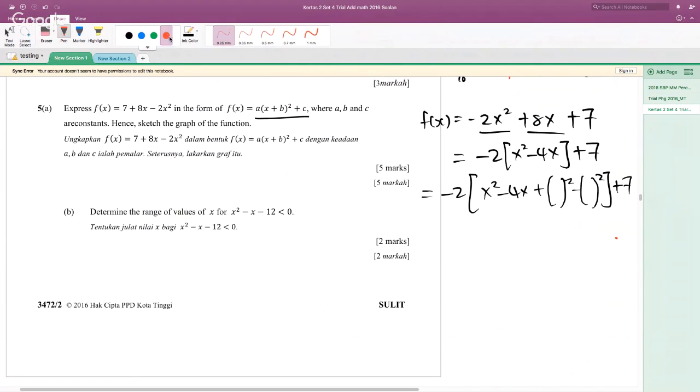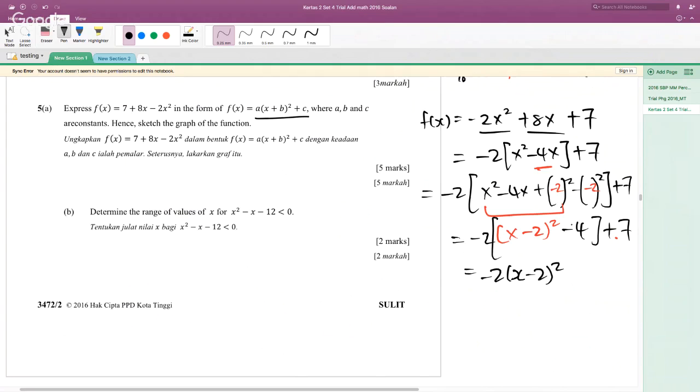Okay, the something here is b divided by 2. That means negative 4 divided by 2, which is negative 2. The first three terms you join together, you become x minus 2 squared. Then the rest is just copy. Then this one is just minus 4 plus 7. Then you multiply negative 2 into both. You will get plus 8 plus 7, which is 15. Okay, so I already changed this one into this pattern.